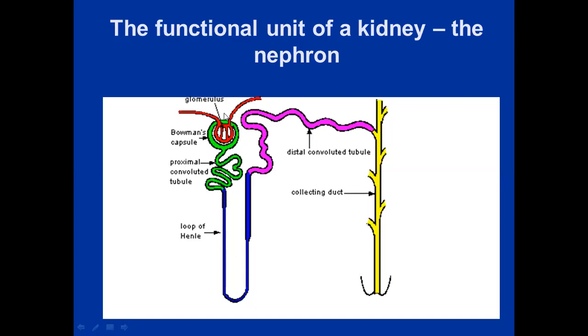And all of this is in the cortex. And then the proximal convoluted tubule goes into the medulla, into a pyramid of the medulla, and forms the straight loop of Henle, which loops around and comes back out again, and back into the cortex. And this then is the distal convoluted tubule. Distal because it's further away from the Malpighian body, convoluted because it's windy, and tubule. And distal convoluted tubules join with other distal convoluted tubules, and they become called the collecting duct.